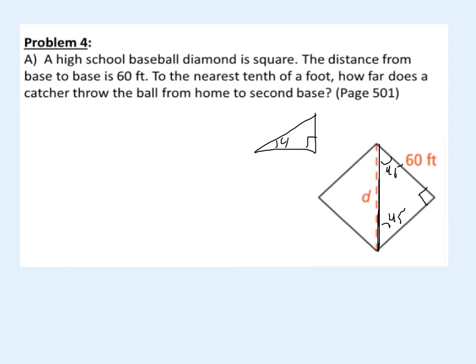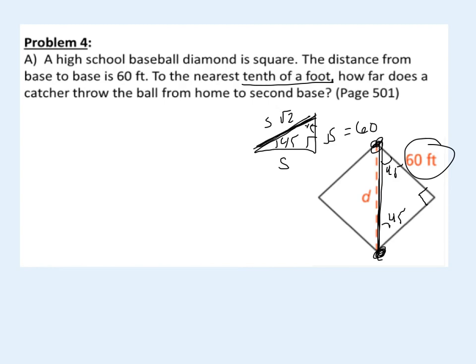And remember that ratio is going to be s, s, s square root 2. Because it's your shortest side times square root 2 for your hypotenuse. And say my s is equal to 60, because it's giving me that in my picture. So it says to the nearest tenth of a foot. How far does the catcher have to throw from home base to second base? So that's my hypotenuse here.